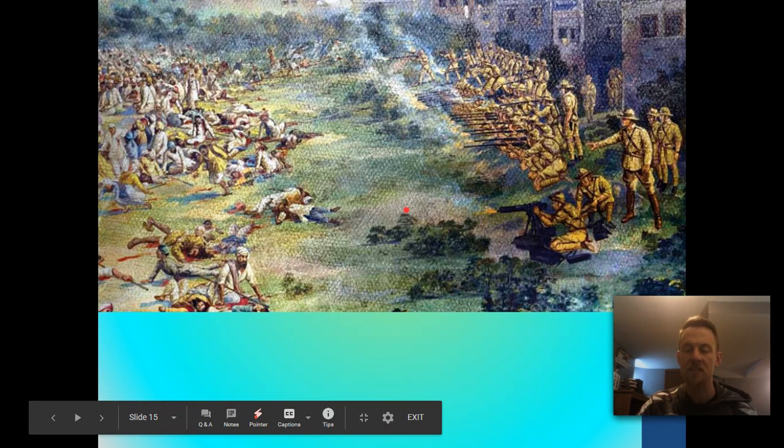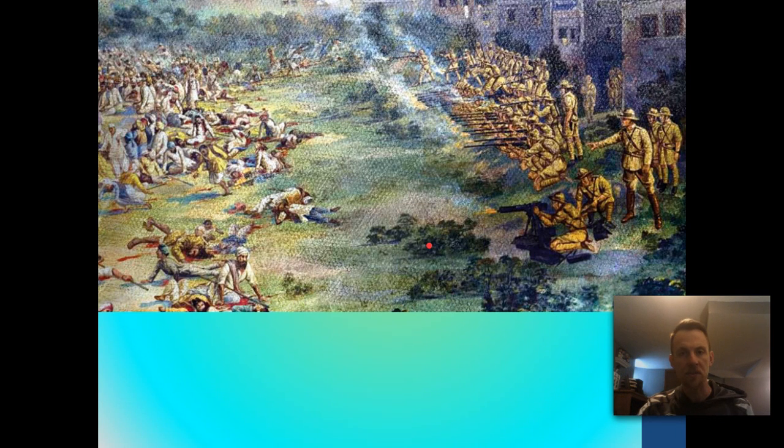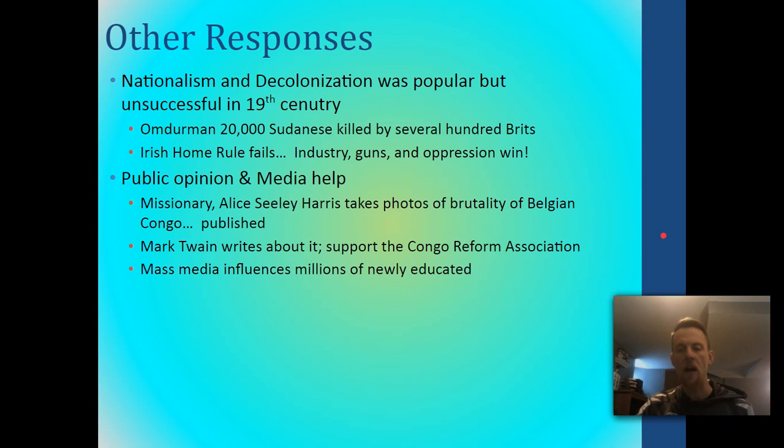And so here's the Amritsar massacre, where we see people being mowed down. So here's the British just going at them. All right, now other responses. We look across the time period, and we notice that nationalism and decolonization were common at this time. And sadly, they all were kind of universally struggling, and it really doesn't change much until a little bit after World War I, and for most nations after World War II.